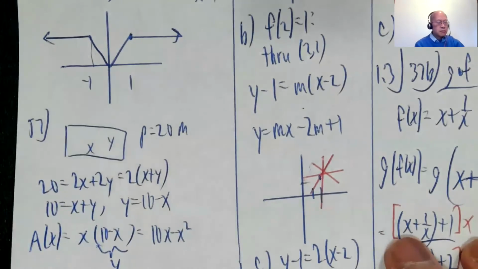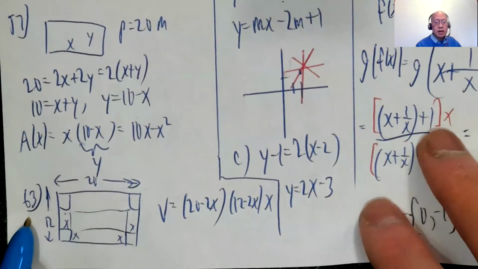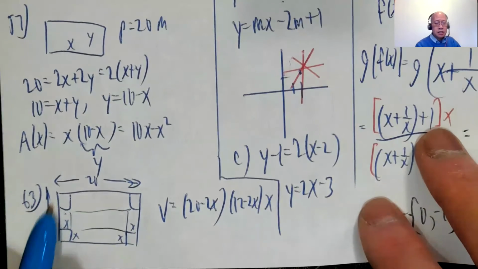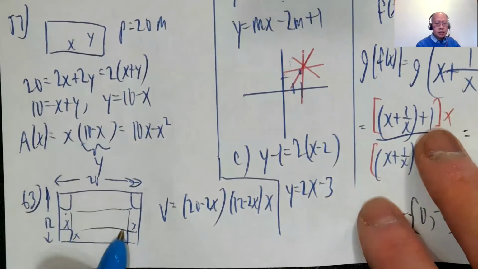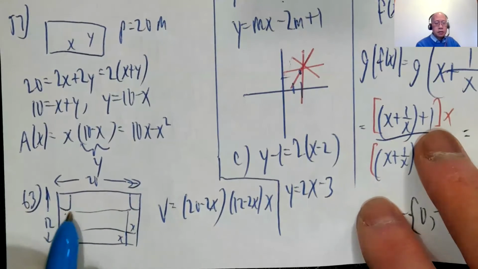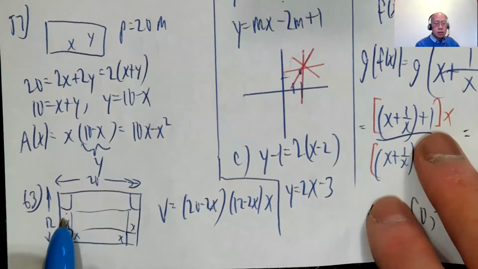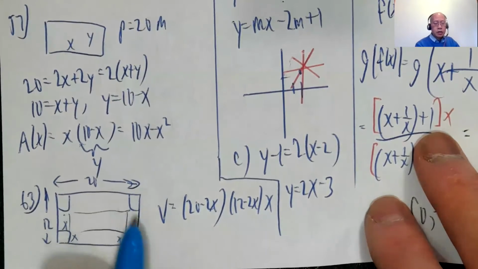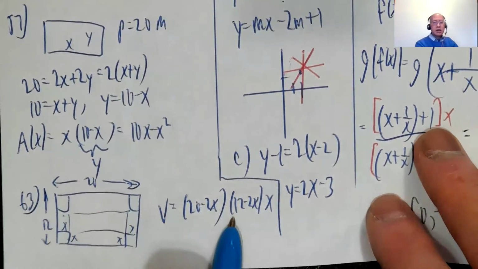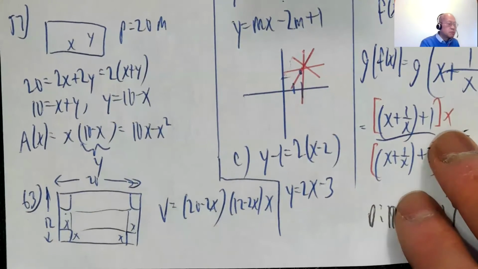57, 63, the volume of a box. Okay, so this is 12, this is 20, cut out x from each corner. So cut out the flaps and fold. I lost 2x in both dimensions, x here, and x here, and x here. So it's going to be 20 minus 2x times 12 minus 2x times x. So that's an expression for the volume.